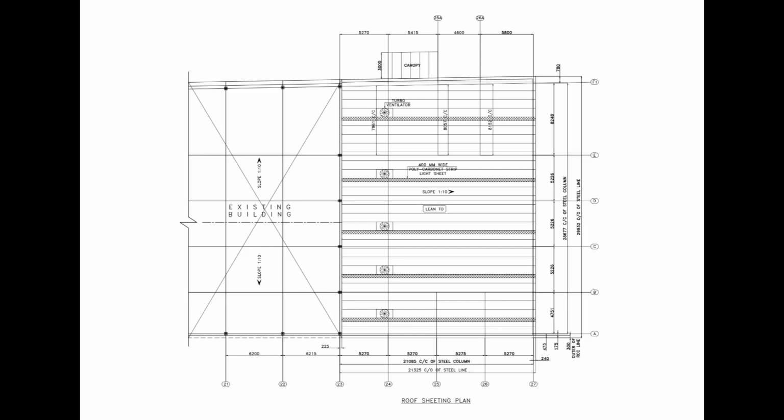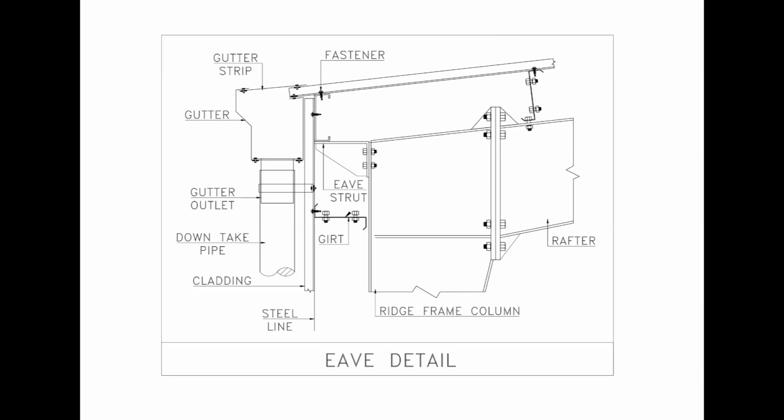By comparing this drawing with the roof framing plan, we can understand exactly how the roof covering is supported by the structural system below. This drawing shows the eave detail of the building. At the roof edge, the roof sheeting is connected using fasteners, and the gutter strip directs rainwater into the eave gutter. From the gutter, water flows through the gutter outlet into the downtake pipe. The drawing also identifies the eave strut, girt, cladding, steel line, and main rafter.